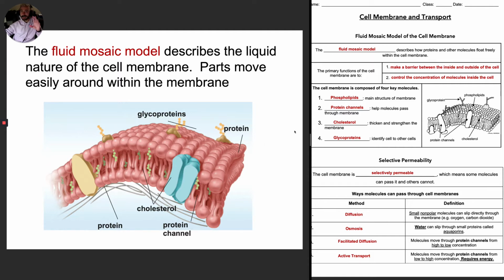Mosaic, now I'm not the best person to vouch for the arts here, at least art in terms of art class, but the way I think of it, mosaic refers to a bunch of smaller things coming together to make a bigger picture. In this case, it refers to the fact that there's a bunch of different things scattered throughout the cell membrane that contribute to the membrane itself.